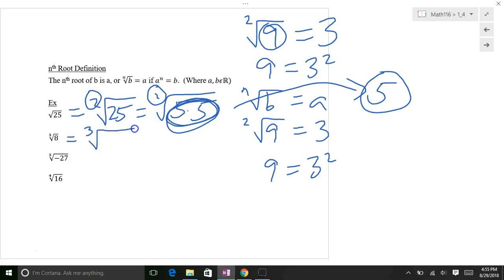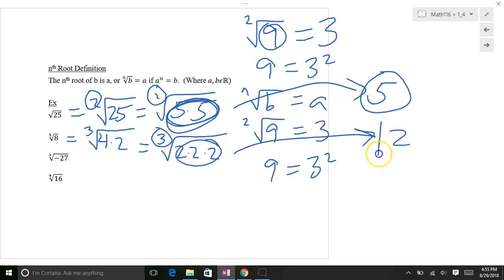Now here you've got a third root of 8. So I'm looking for 3 of a kind. You know how 8 is 4 times 2, right? I've got to keep factoring that down. So the 4 is 2 times 2. So 2 times 2 times 2 is 8. So the third root of 8, I'm looking for 3 of a kind. I have 3 of a kind when I factored it. So what's my answer? 2. The third root of 8 is 2.